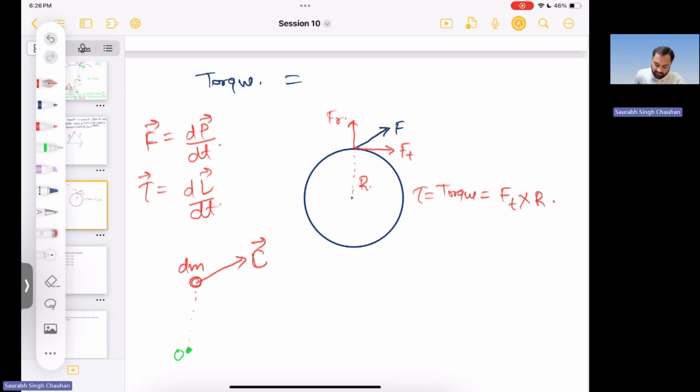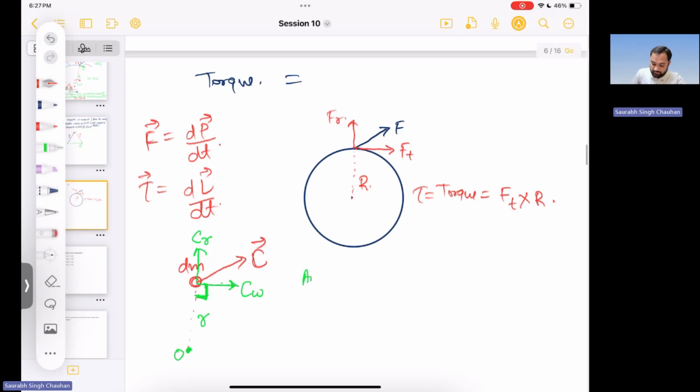Let us say this is O, and if this distance is r, then you have to find the tangential component, which you can write as cw, and another component will be cr. So cr is the radial component of the velocity, and cw is the tangential component of the velocity, or the whirl component of the velocity.